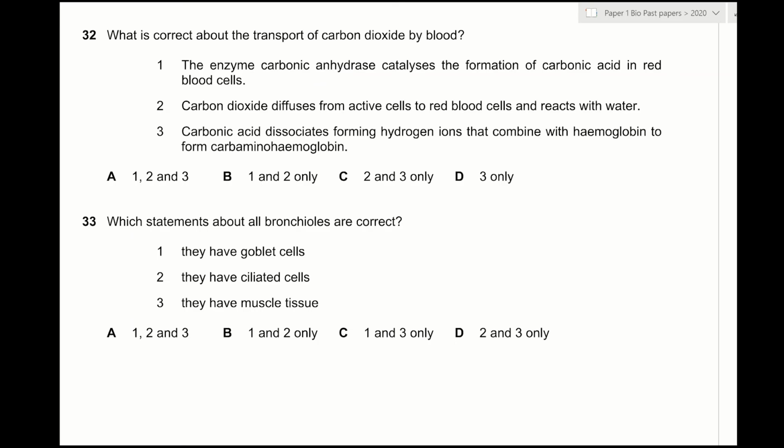Question number 32. What is correct about the transport of carbon dioxide by blood? 1. The enzyme carbonic anhydrase catalyzes the formation of carbonic acid in red blood cells. As we mentioned earlier, the enzyme carbonic anhydrase catalyzes the reaction when carbon dioxide combines with water, forming carbonic acid. Now this carbonic acid dissociates into hydrogen ions and bicarbonate ions. Now these bicarbonate ions leave the red blood cell, and carbon dioxide is now transported as bicarbonate ions in the plasma.